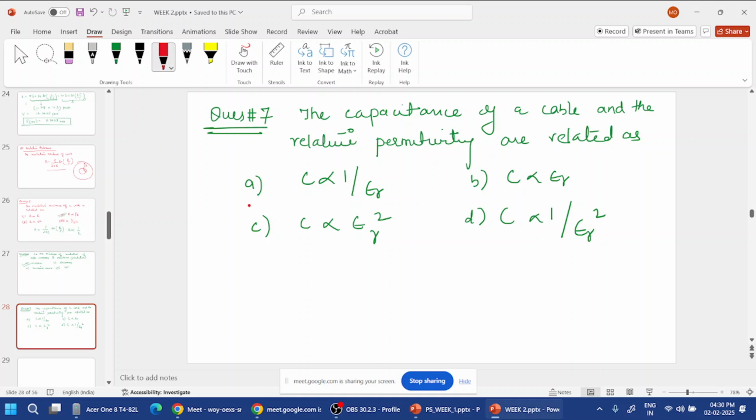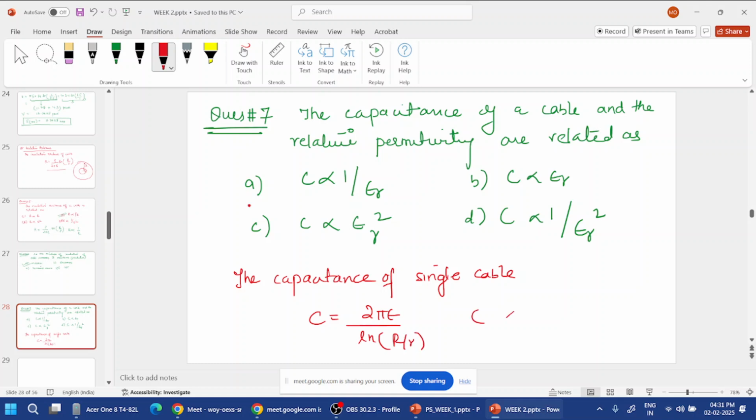Yes. The capacitance of a single core cable is given by C is equal to 2 pi epsilon upon log capital R by small r. So C is directly proportional to epsilon r. So basically B is the correct answer.